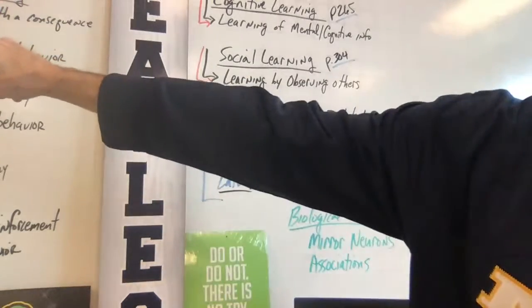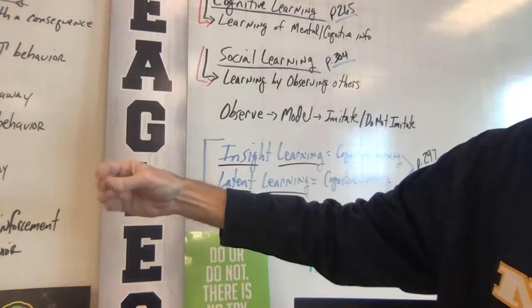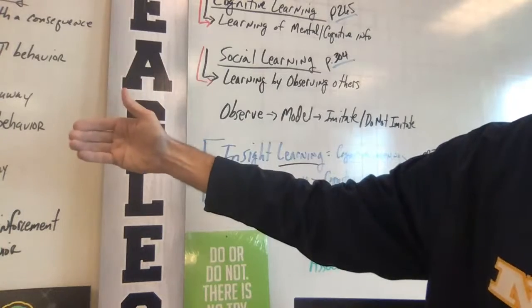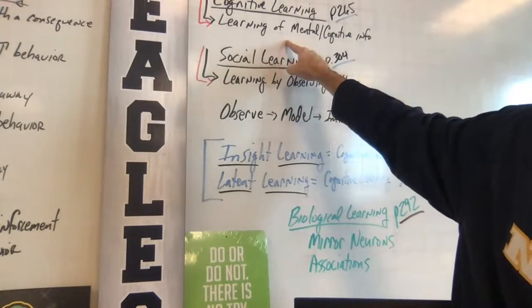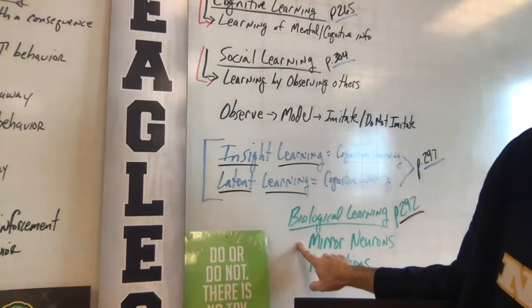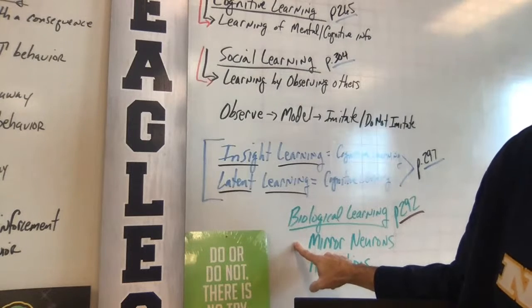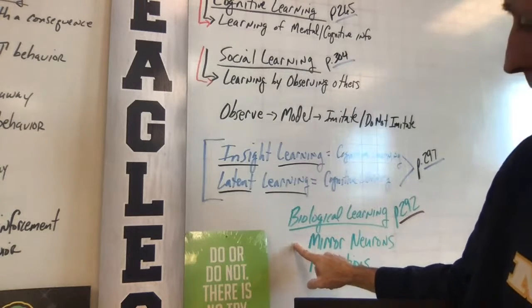So we've got associative learning, which is simply we learn by association, which we do, which is kind of the behavioristic explanation. We learn through cognitive learning, which is the cognitive perspective explanation. And we also learn biologically, which is the biological perspective explanation of behavioral learning.